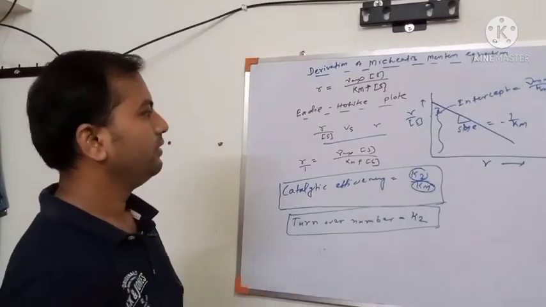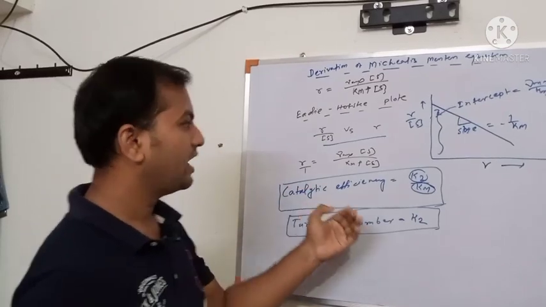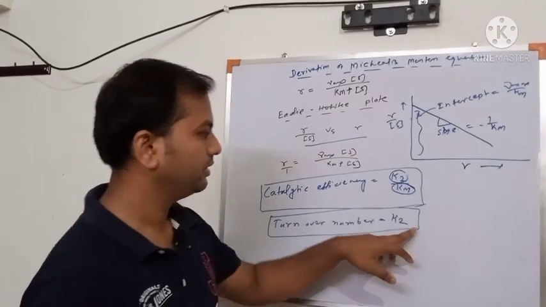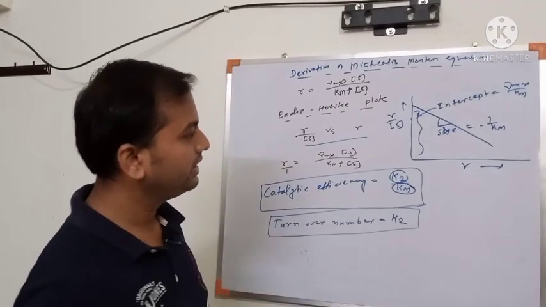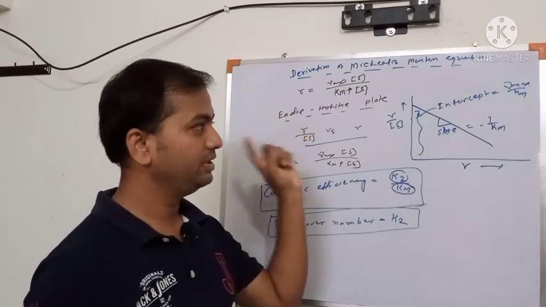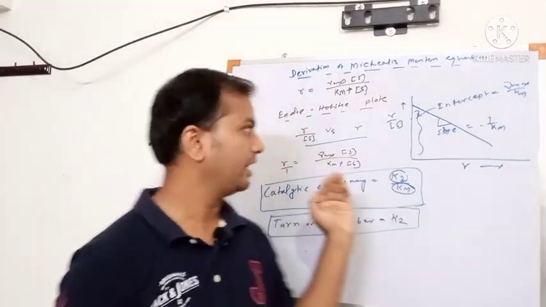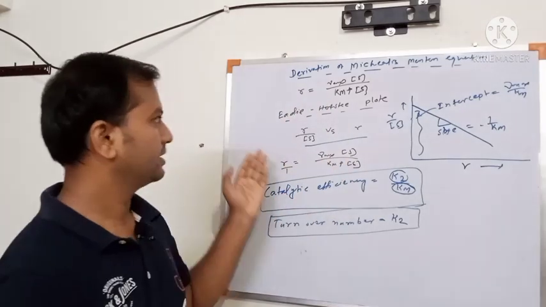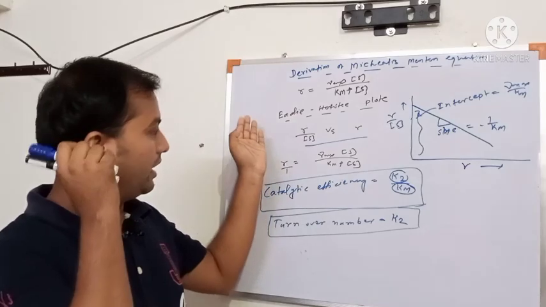In the next video, I will discuss the approach to this question. How will we approach this question and solve it very easily? So the equation is most important. The first equation is the most important, and another equation derived from this first equation: first the Eadie Hofstee equation and second the Lineweaver Burk equation.